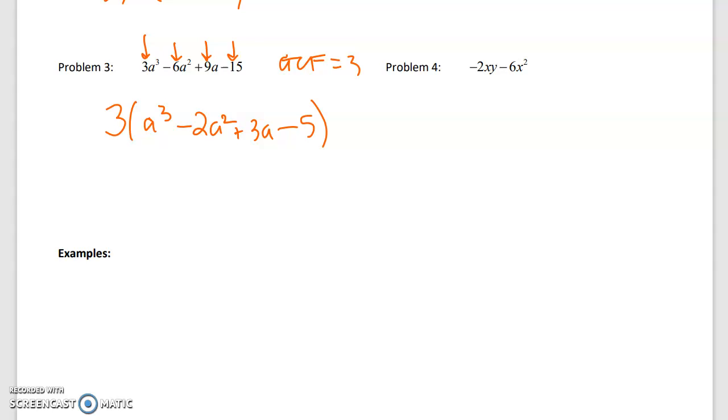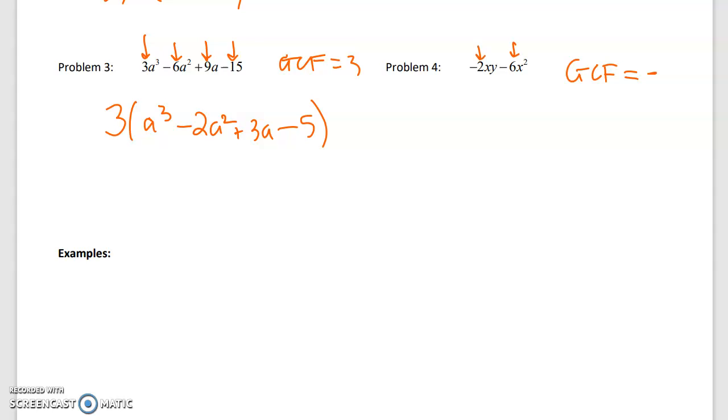Our last one, save the best for last, just to mix it up a little bit, I included a second variable. So my first term is negative 2xy, and my second term is negative 6x squared. For my GCF, both of these monomials, these terms, are negative. So I'm going to have a negative in my GCF.